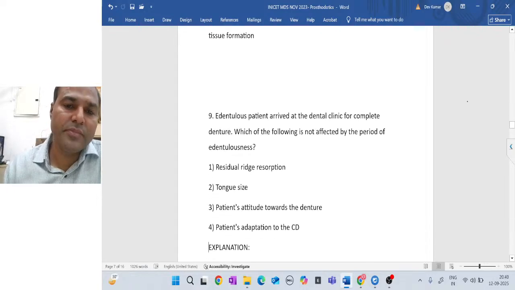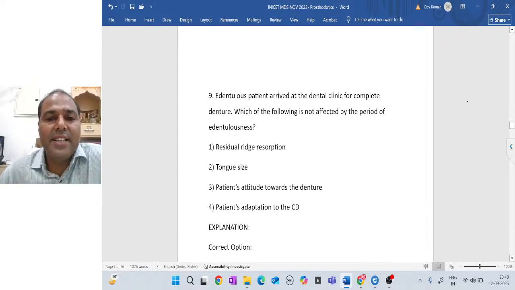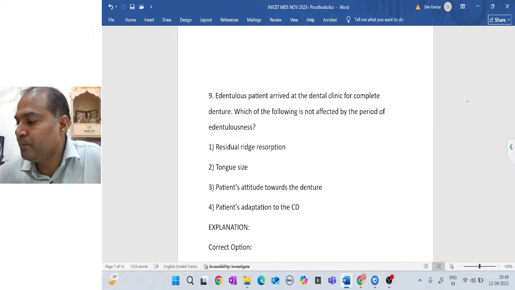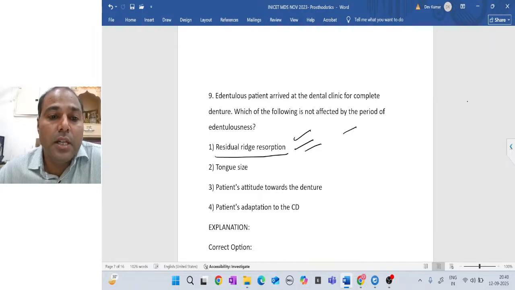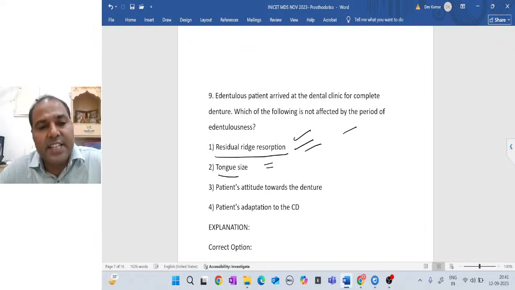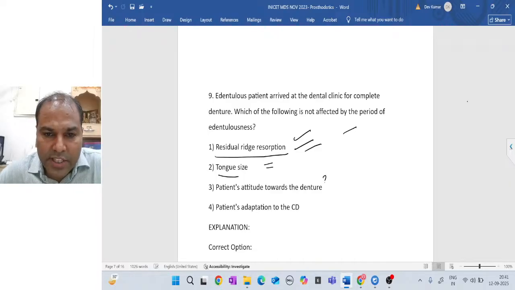Next question. Edentulous patient has arrived at the dental clinic for complete denture. Which of the following is not affected by the period of edentulousness? Residual resorption, it may be more when the period of edentulousness increases, yes. Tongue size, definitely, it may, there is a pseudo increase in the size of the tongue. Long-term edentulousness increases, the tongue spreads laterally. Does the patient attitude towards the denture, let us see, and patient adaptation to CD?